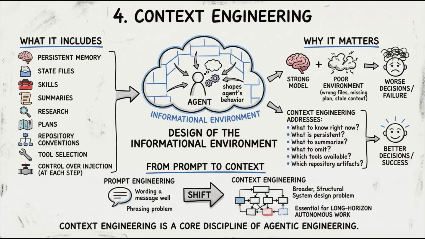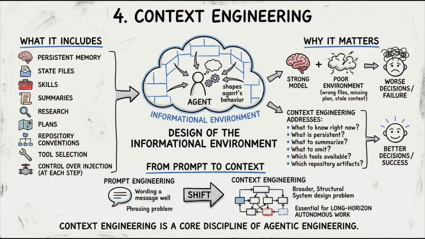Let's move on to a concept known as context engineering. You've probably heard of prompt engineering, which is all about writing the perfect instructions for an AI. Context engineering goes much deeper. It is the design of the entire informational environment that an AI agent receives. It is not just about crafting a clever sentence. Context engineering encompasses all the vital information structures that shape how an agent behaves.